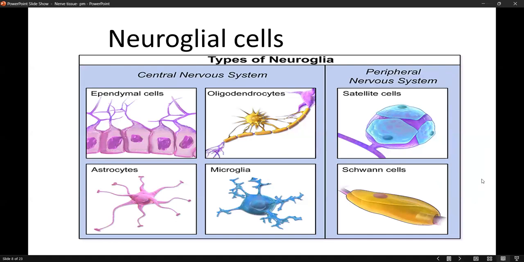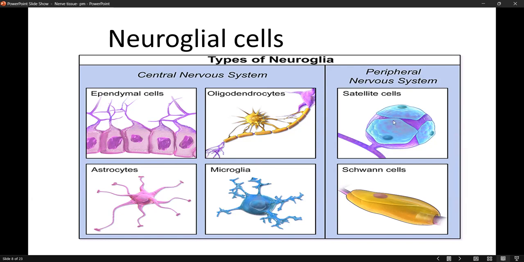Now, the connective tissue support for neurons, that is neuroglial cells. Neuroglial cells can be of several types. In the central nervous system, we have ependymal cells, which are modified epithelial cells which line the cavities called ventricles. Then, as I just mentioned, oligodendrocytes, which provide the myelin sheath for the axons in the central nervous system. Then astrocytes, which are star-shaped, and microglia. These are all seen in the central nervous system as supporting nerve cells.